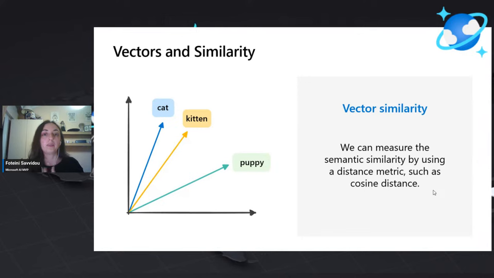And to measure the semantic similarity, we can use a distance metric, such as Euclidean distance, inner product, or cosine similarity. Today, I'm going to use cosine similarity and cosine distance. And cosine similarity is defined as the angle between two vectors, which is equal to the dot product of the vectors divided by the product of their magnitudes. And cosine distance is equal to 1 minus cosine similarity. And the reason why I use this metric is because Azure AI Vision uses this metric to compute cosine similarity.